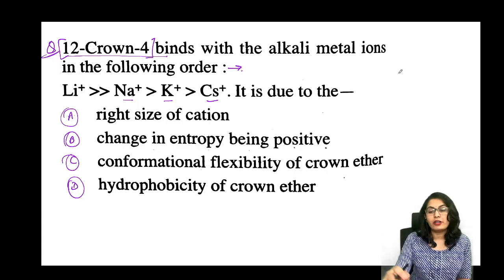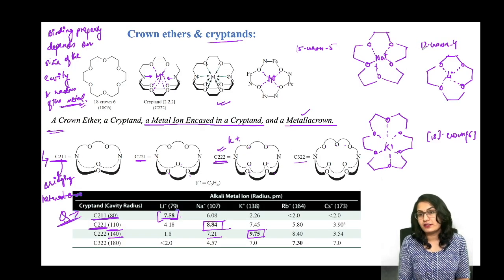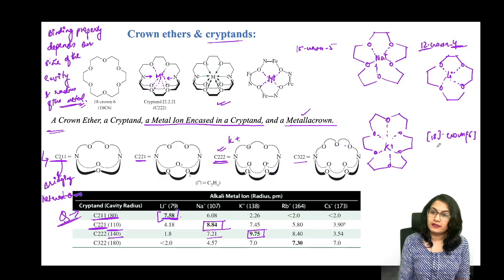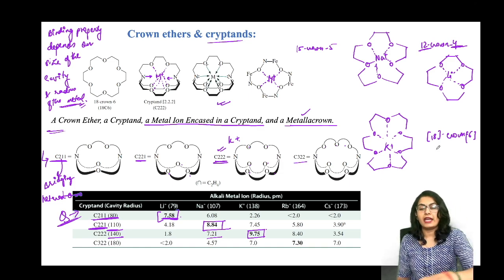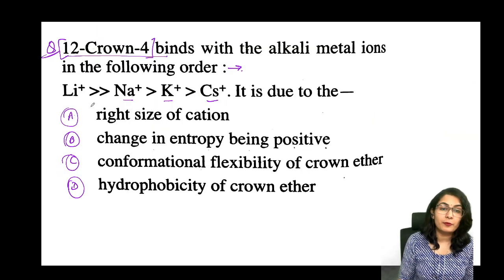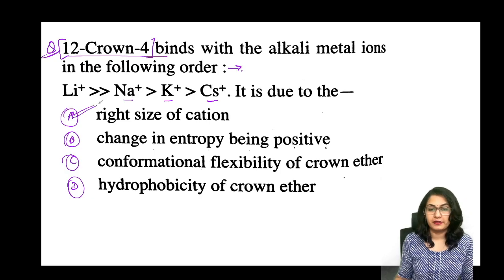12 crown 4, I have just drawn over here. This is 12 crown 4. Why only lithium? Why not the others? Because lithium fits perfectly into its cavity. Hence the answer should be the right size of the cation.